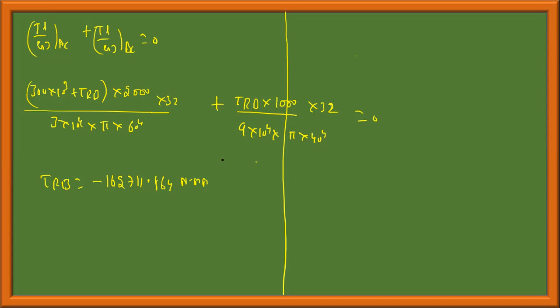No, no. Check whether you have taken all the units and powers properly: the 60 power 4, 10 power 4, 9 into 10 power 4, 40 power 4. You should not take 300 into 10 power 3 plus TRB into 2000. You should close the bracket and then multiply it. Or you can do 2000 into 32, 300 into 10 power 3 plus TRB into that. Others, anybody getting this answer? You should get this answer.